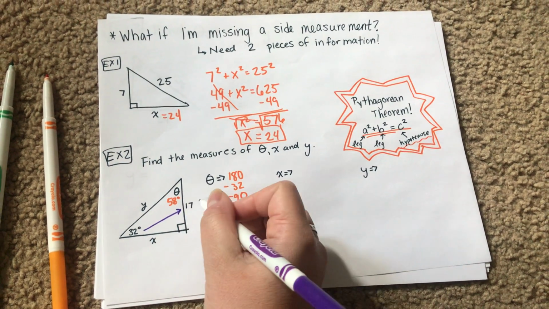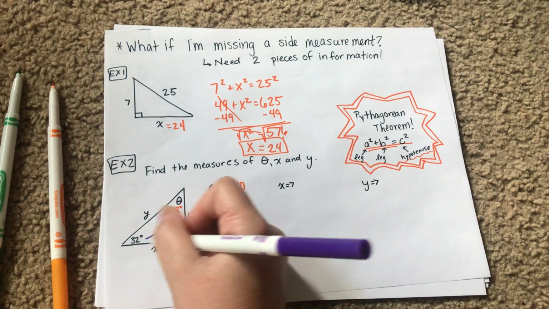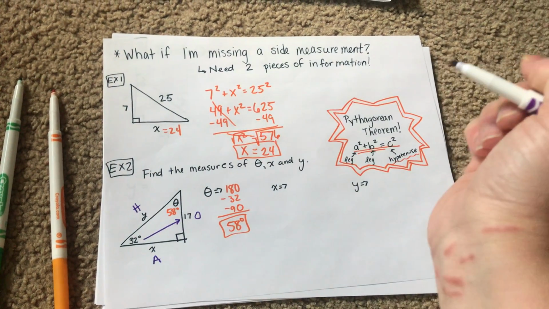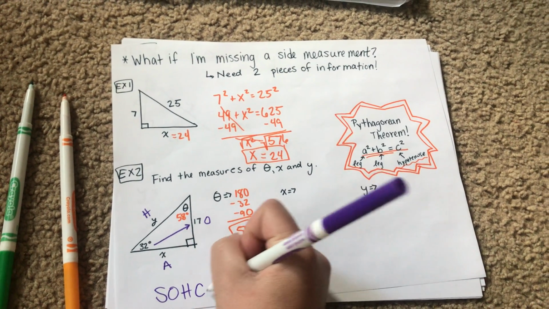Now I'm going to label my sides. We have the 17 here, that's opposite of that 32 degrees. We have my adjacent of x, and we have my hypotenuse of y. So I'm going to write SOHCAHTOA down here just so I have that reference.